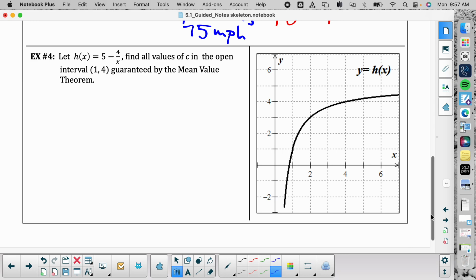Continuous and differentiable. So I'm gonna check for continuity first. I'll check for differentiability next. FYI, if either one of these two things fails, then we won't even use Rolle's theorem. Now this one kind of implies that it's going to work because it tells us to do it. But we still have to check for it.